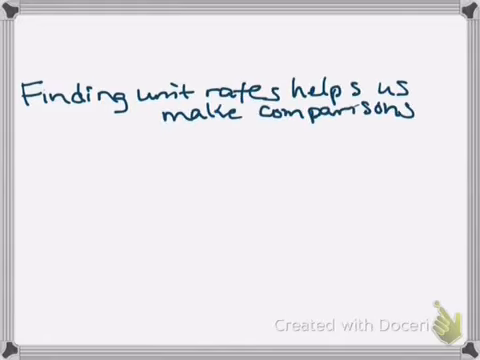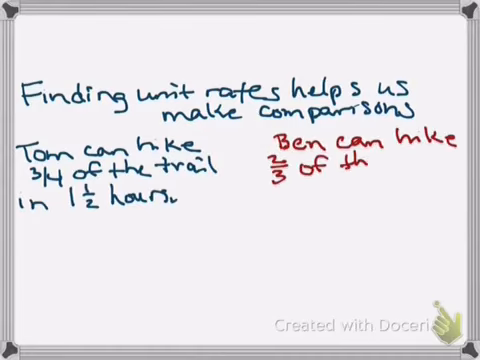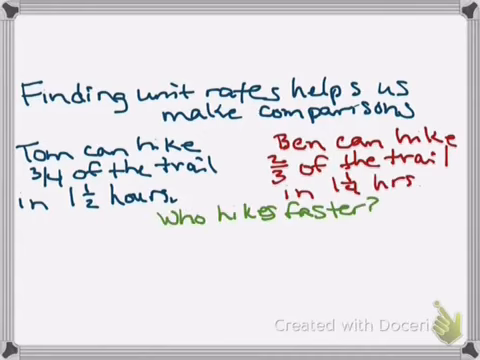Okay, now here's where it gets very useful. If you find unit rates, especially if it has fractional components, it helps you to make a comparison. For instance, what if we knew Tom could hike 3/4 of a trail in 1.5 hours, and Ben can hike 2/3 of the trail in 1 1/4 hours? So it's hard to determine who hikes faster because it's different amounts of the trail and different times. But if I can make it become a unit rate for Tom and a unit rate for Ben, then we're going to know who hikes the fastest.